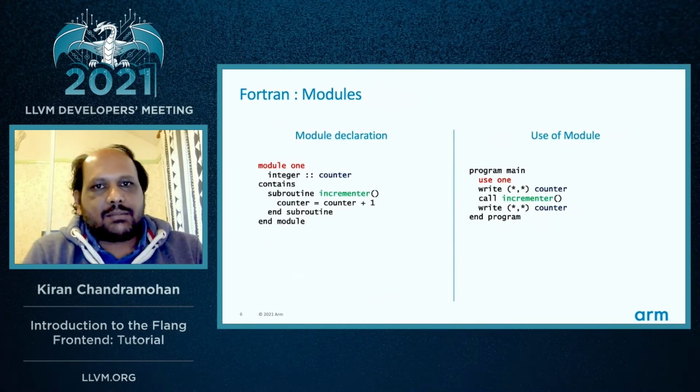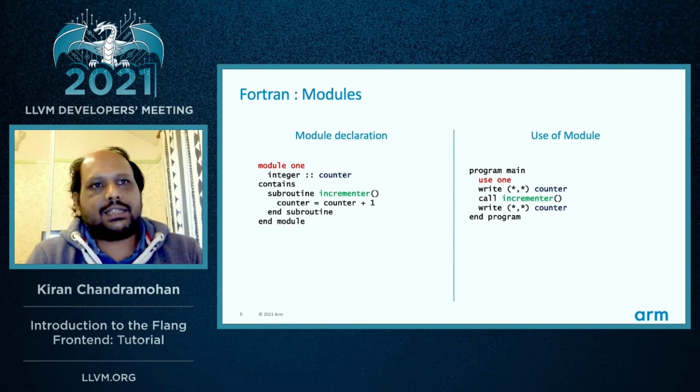So finally, we have Fortran modules. As programs became larger in Fortran, it became difficult to have the code only in subroutines and in programs. So modules provide a way of packaging code, right? What we have on the left-hand side is a module declaration. It declares a module called one. It has a variable called counter declared there. It also contains a subroutine called incrementer, which if called, increments the value of the counter by 1.